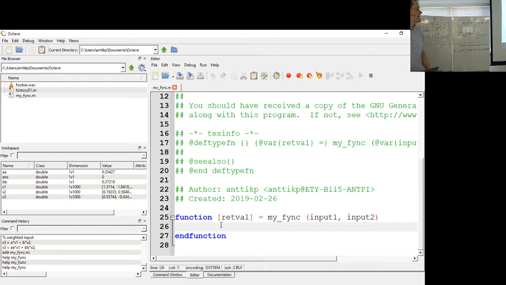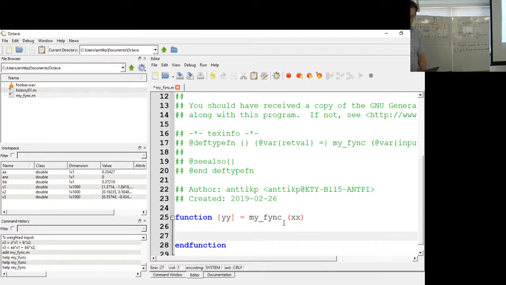All right, but anyways, that's the function prototype. Return values, and then input values. In our case, we have just one input. Our input is X. Our output will be Y. And inside of this one, we'll write whatever this function does. So output equals 1/4 of that.